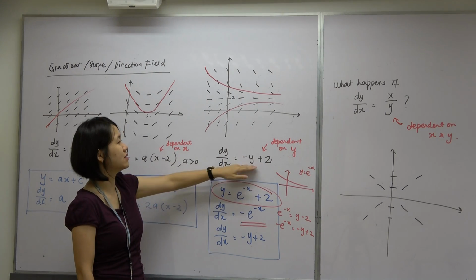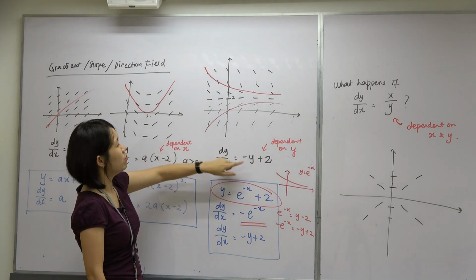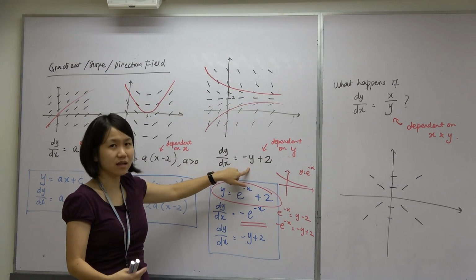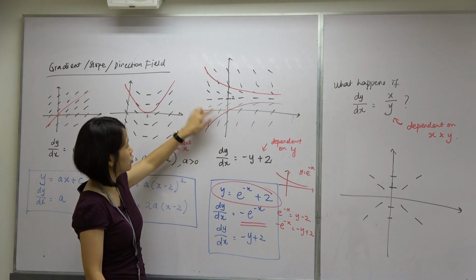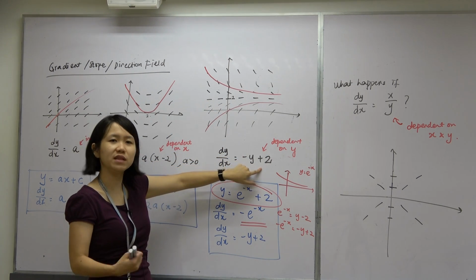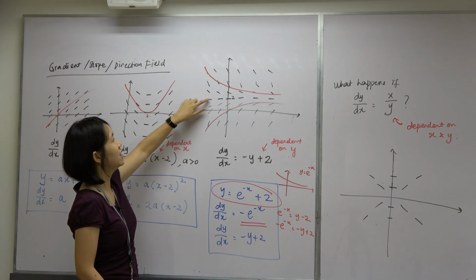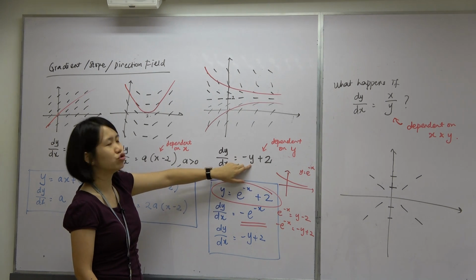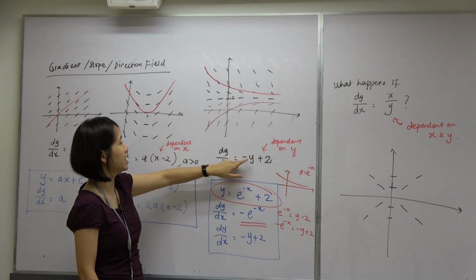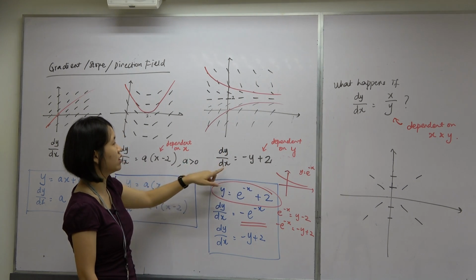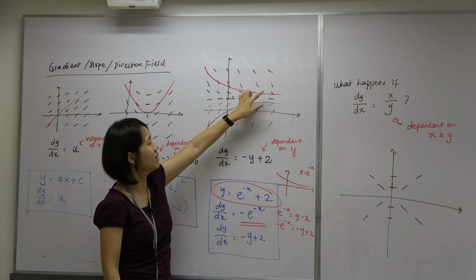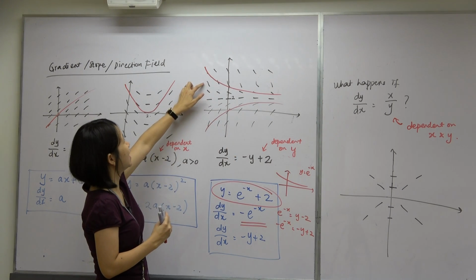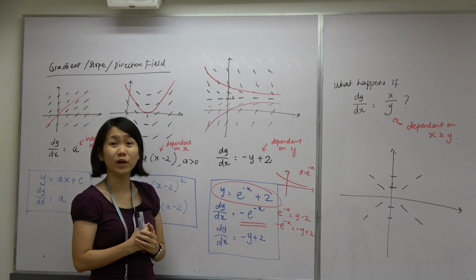Right, so how do I know whether this is correctly done? Okay, let's test it out. With y in my dy over dx, it means every time I change my y, I'm going to get a different gradient. So when y is equal to 2, I will have negative 2 plus 2, which gives me dy over dx equals 0, hence a horizontal slope. When y is equal to 3, I'm going to get negative 3 plus 2, which gives me a gradient of negative 1, hence a negative slope. And when y is equal to 4, negative 4 plus 2 is negative 2, again I get an even more negative gradient.